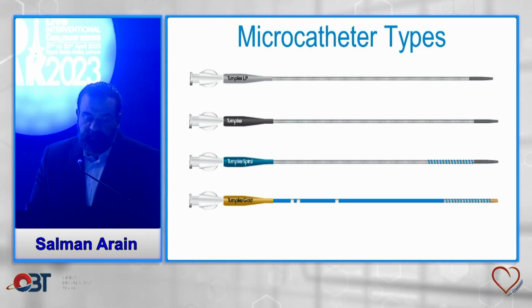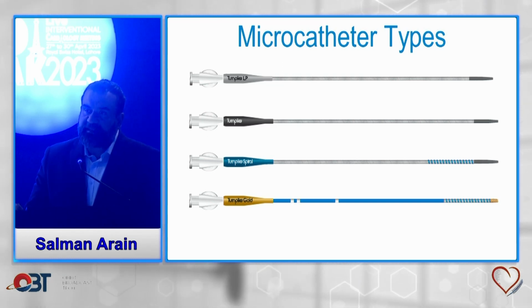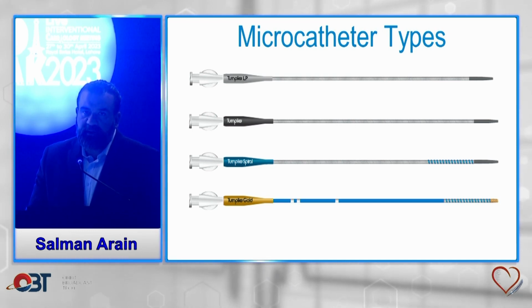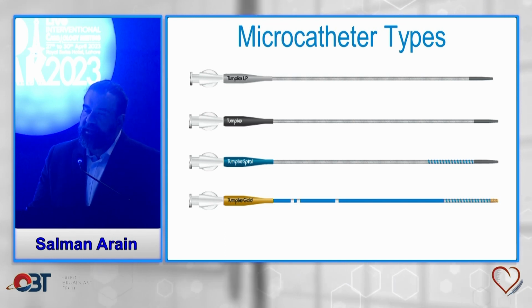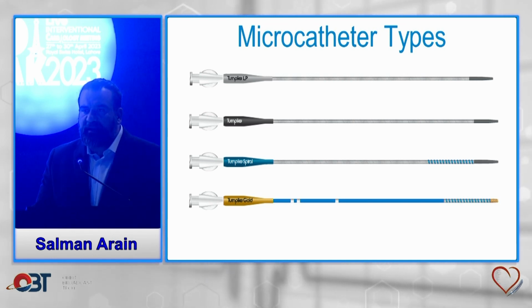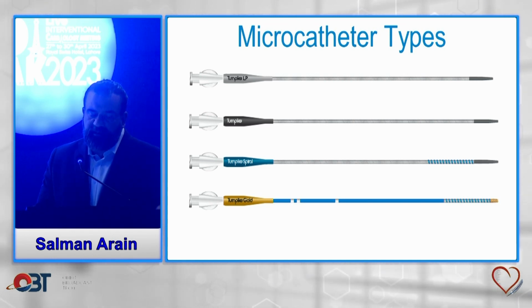The LP has a lower profile. The Turnpike Spiral has an extra nylon coil on the outside for greater grip. It's only used for antegrade. And then you have the Turnpike Gold, which has a little gold tip. And that metal tip allows you to have deeper penetration. It's like a screw that drives itself in.